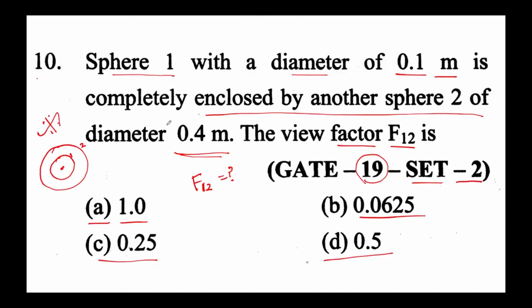It's a very easy one. So option A, 1, is the correct answer, right? So it's a very simple question. Hope you might have understood this. So with this we have concluded the 1 mark questions so far asked in the GATE question papers related to the radiation mode of heat transfer.